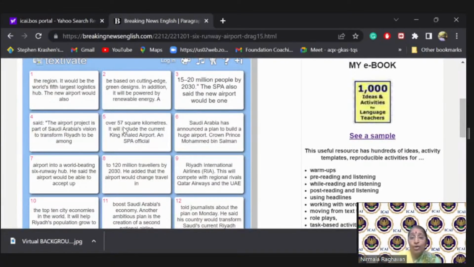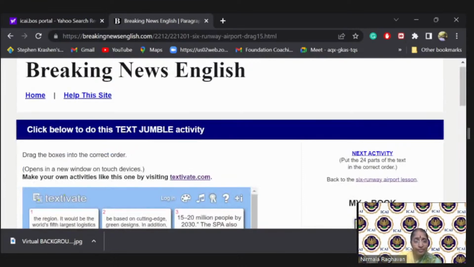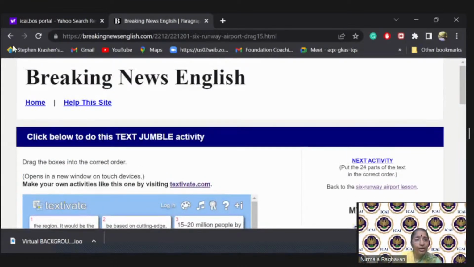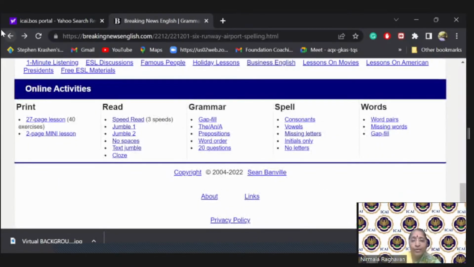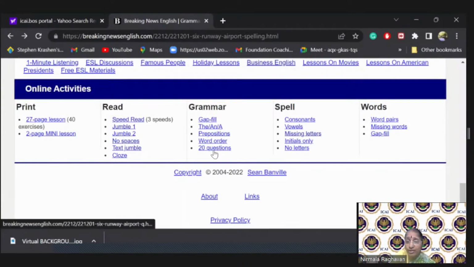Now, you have plenty of exercises here. This is a jumbled one, okay? And you have grammar fill-ups, articles fill-ups, prepositions fill-ups. Then you have 20 comprehension questions which you can answer. Then you have spelling. Then you have words. So you have a range of questions that you can answer. And this will make you not only good in comprehension, but also good with grammar, spelling, words, listening, and reading.